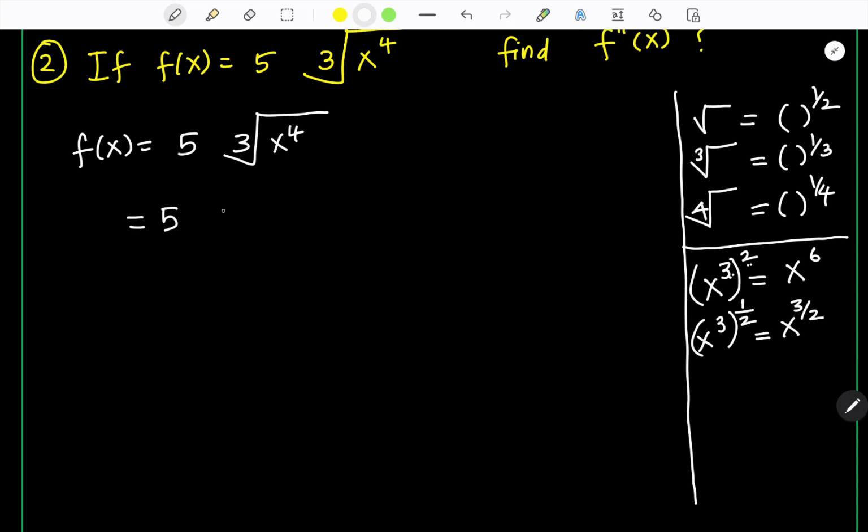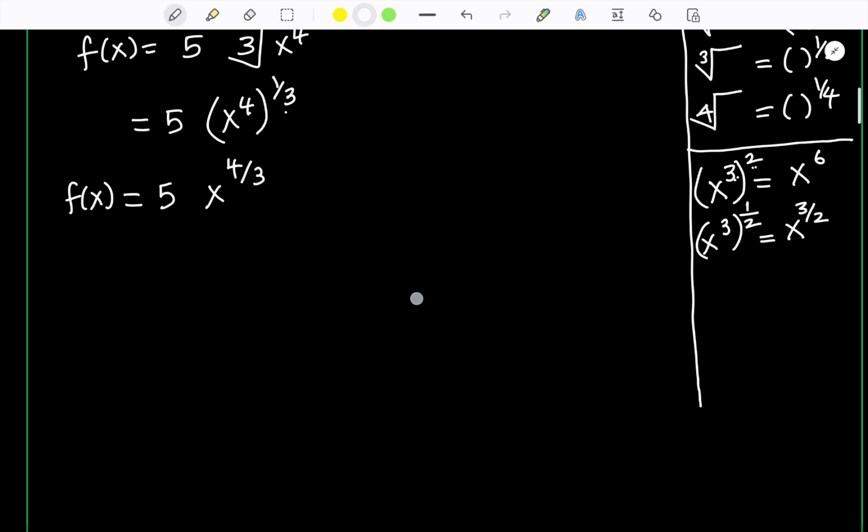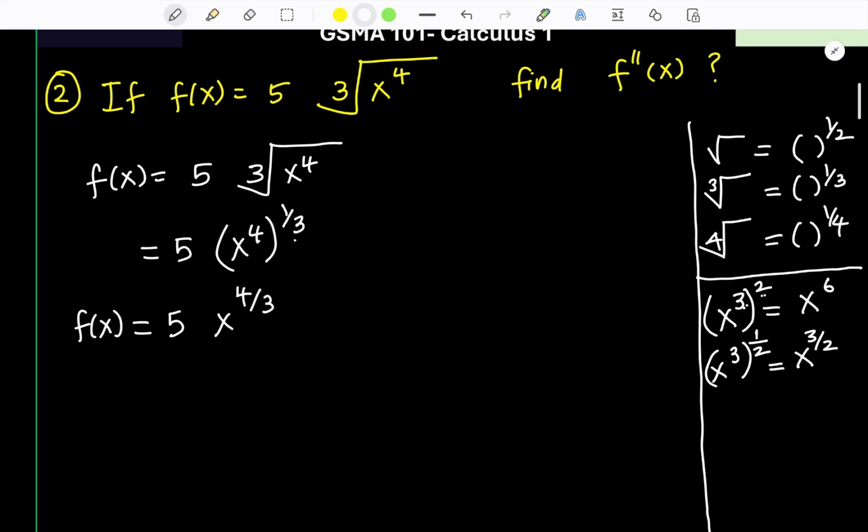This equals 5 and this is x power 4 to the power of 1 by 3 because it's cube root. So this equals 5 x to the power of 4 multiply 1 by 3 is 4 by 3. This is your f of x. Now what is the question? You are going to take the derivative 2 times, which is f double dash of x. Okay. Let's go for the first derivative.